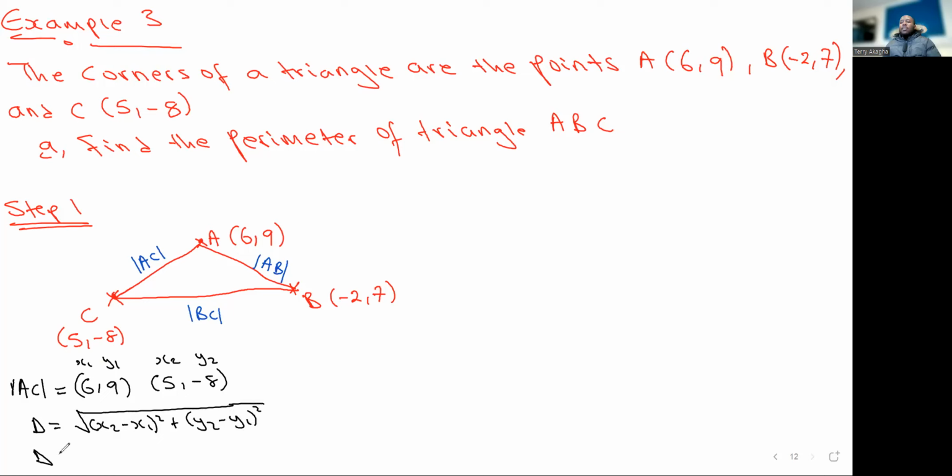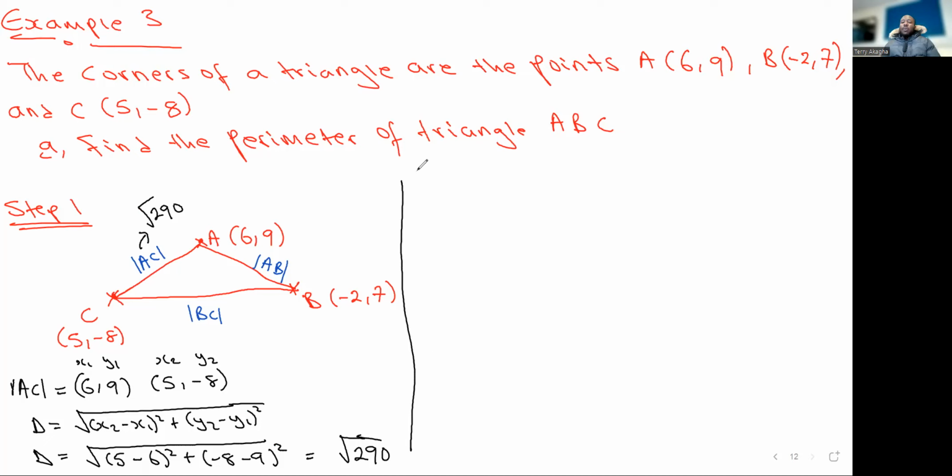Then the distance is going to be equal to the square root of x2, which is 5, minus 6, squared, plus y2, which is -8, minus 9, all squared. And when you press this in your calculator, this should give you square root of 290. Okay? So that means for AC, we can say AC is equal to square root of 290.